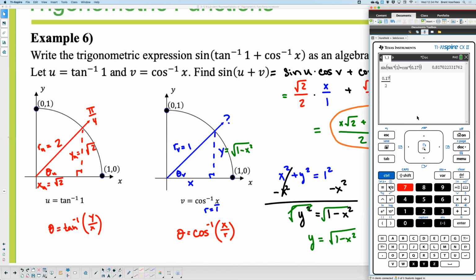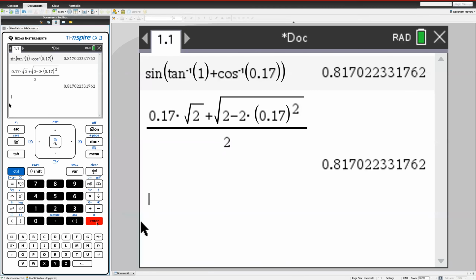0.17. If I did that times the square root of 2 plus, sorry, plus square root of 2 minus 2 times 0.17 squared. I'm about to press enter. You know what the calculator is going to tell me the answer is? Same one as the other one. Let's see. Look at that crazy math.